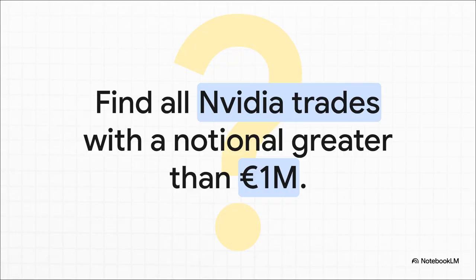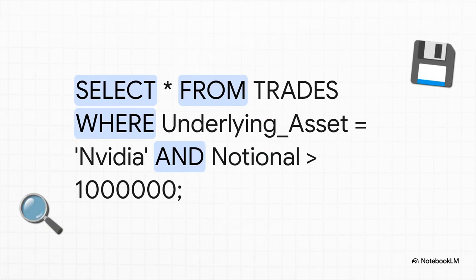So let's imagine a trader walks up and has a pretty simple everyday question. They just want to know, hey, can you find all the big trades we've done in NVIDIA stock? How do they ask the database to pull that specific information out of a sea of millions of other trades? They do it by writing a query in SQL. Now, this might look a little intimidating if you've never seen it, but it's actually super logical. It almost reads like an English sentence. This is the precise command you'd give the database to answer that trader's question.